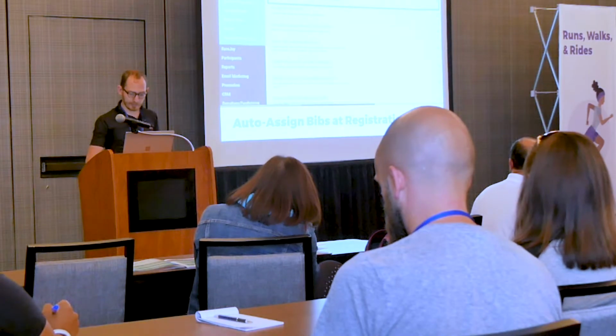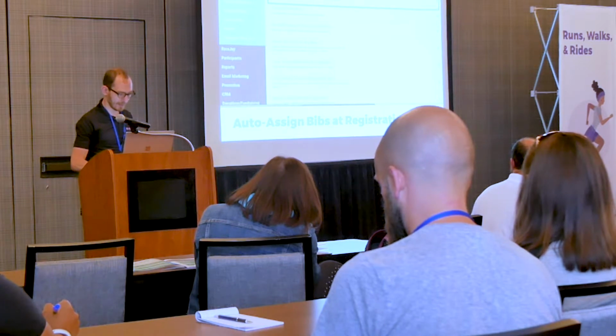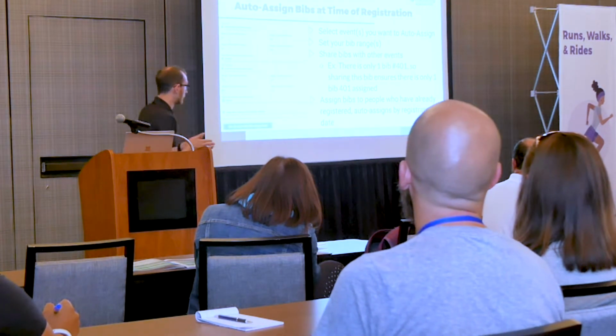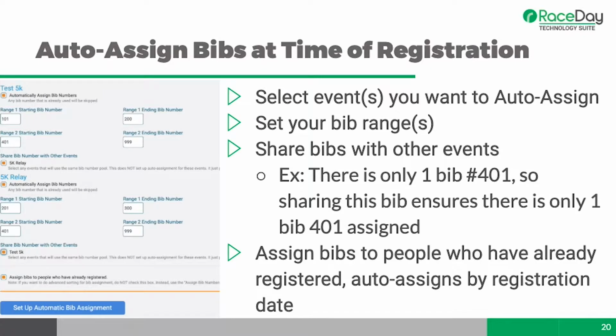So we're going to try and get through the rest of these slides. It's going to be a little bit tight on time, so I'm going to try and speed through them as quickly as I can. When you go into the Bib Assignments options, you select Auto-Assign Bibs at time of registration. You pick which events you would like to start the auto-assign process for. You can pick multiple different ones.